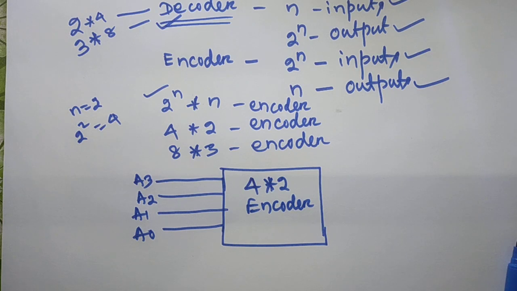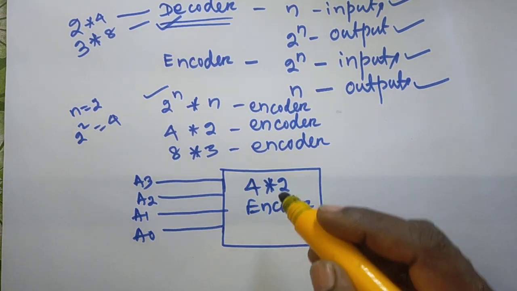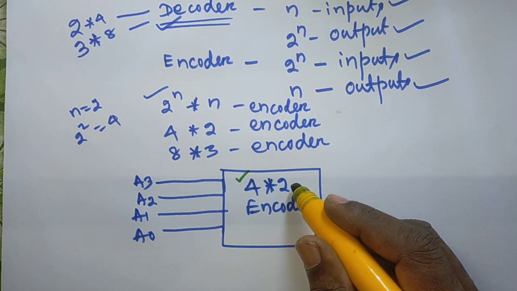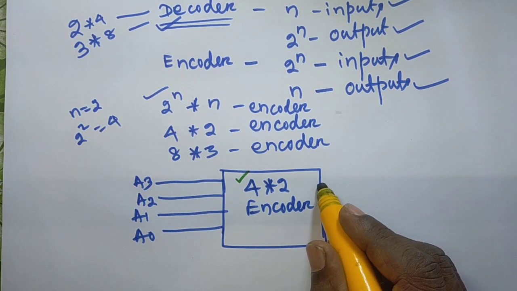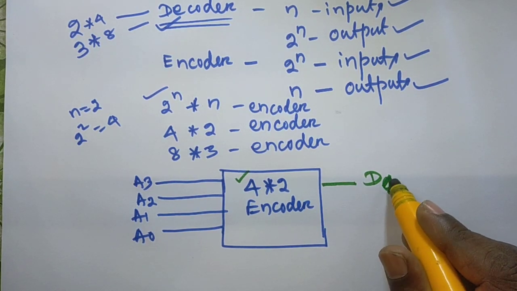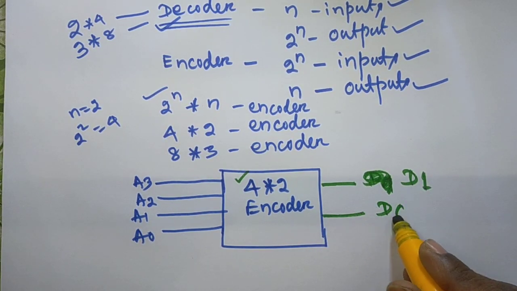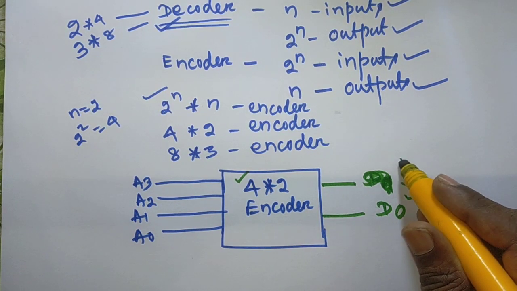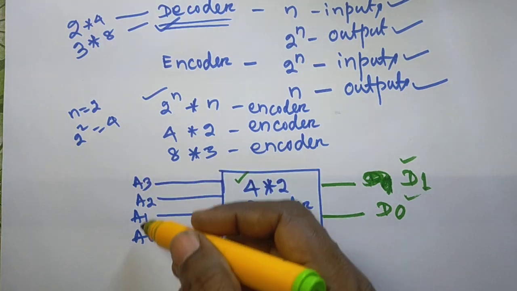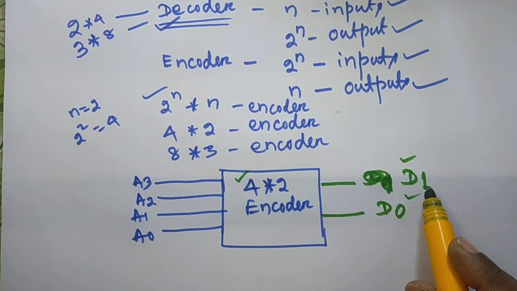Then we can get how many outputs? That is 2 outputs, because the first 4 are considered as input and the second 2 are considered as output. The outputs are defined in this way: one is D0, another is D1. So 2 outputs we can find. Based on 4 inputs we can get 2 outputs, D0 and D1.